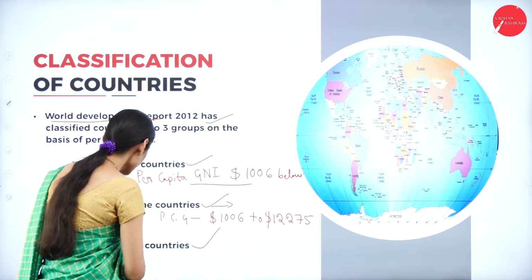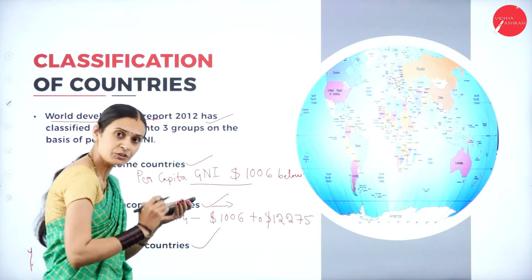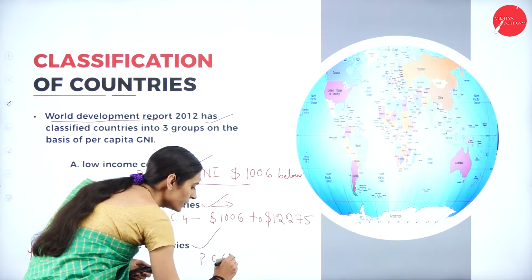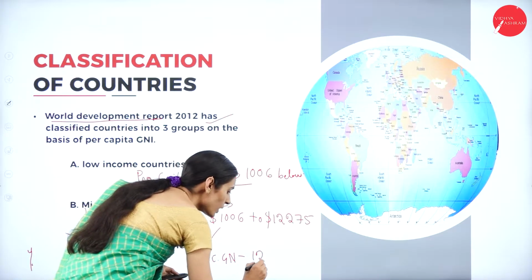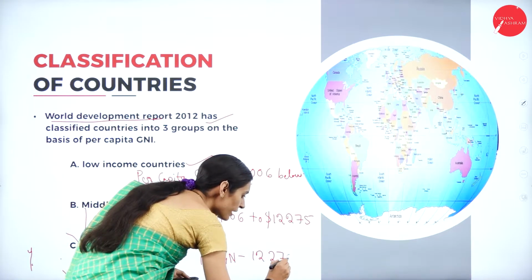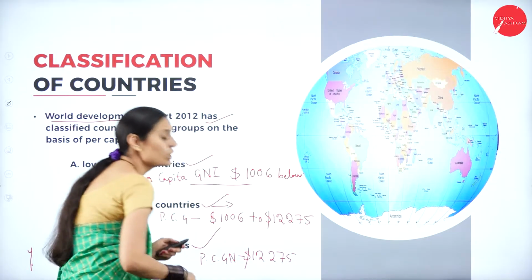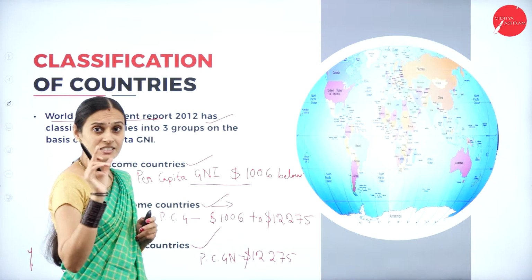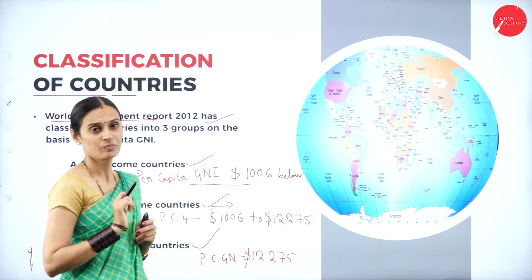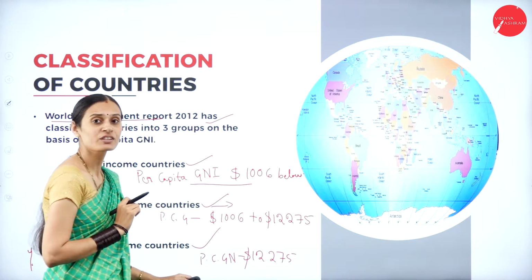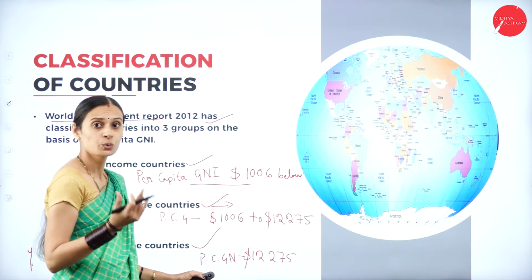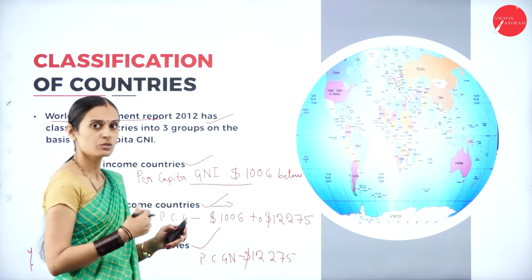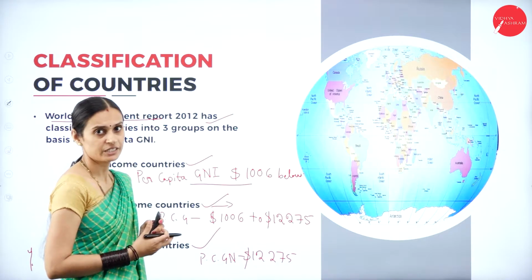And then the high income countries. So which countries have per capita GNI more than $12,275? Those countries are considered high income countries, which is also called a developed economy. Example countries for this are the USA, UK, France, Germany, Australia, Austria. Those are all considered high income countries.